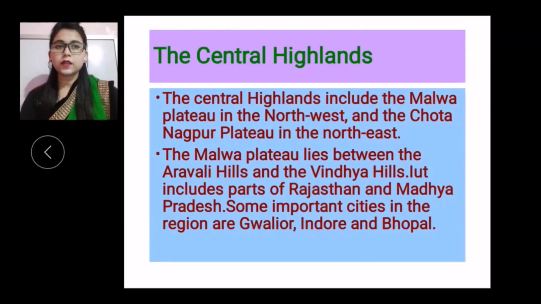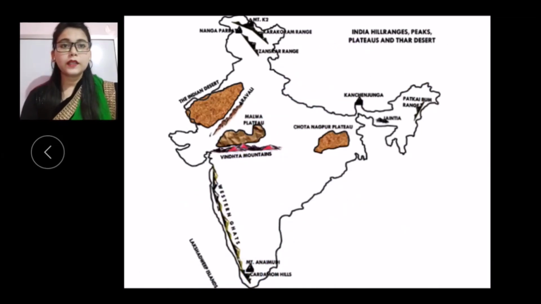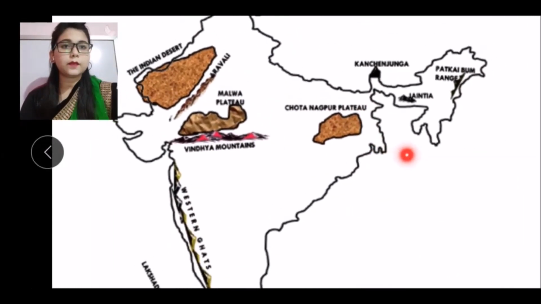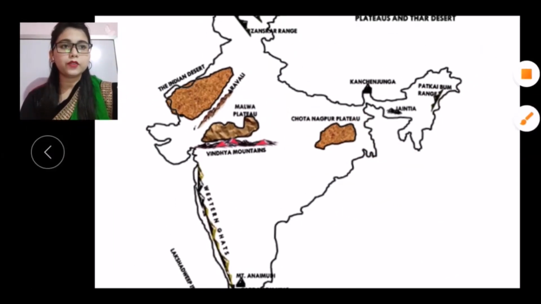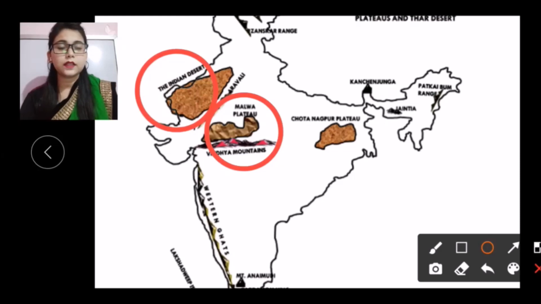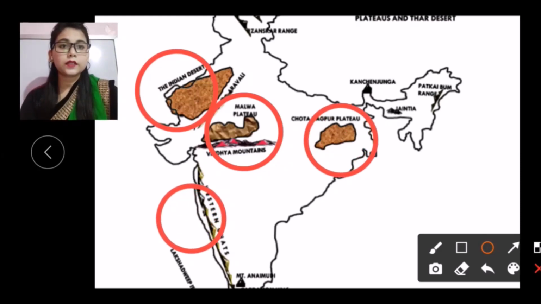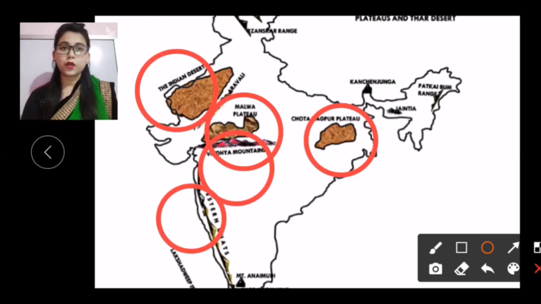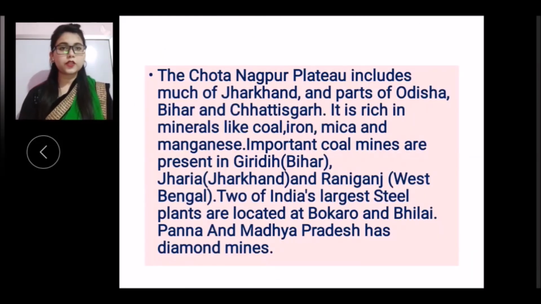Now students, let's see this in map. Here students, you can see the Malwa Plateau. Here I want to show you here. Malwa Plateau, can you see? And this is the Indian desert. This is the Chota Nagpur Plateau here, Western Ghat. Okay, this is the Vindhya Mountains. Okay, so students, let's talk about the Chota Nagpur.